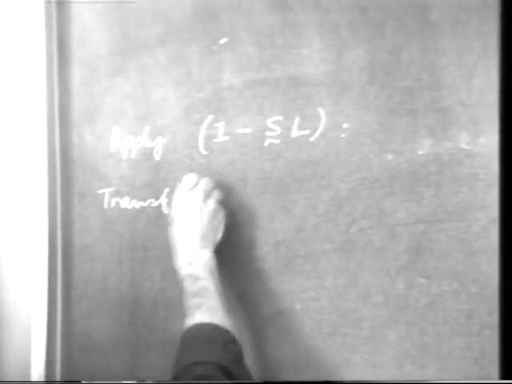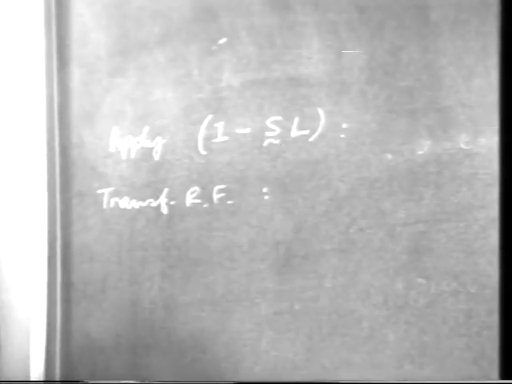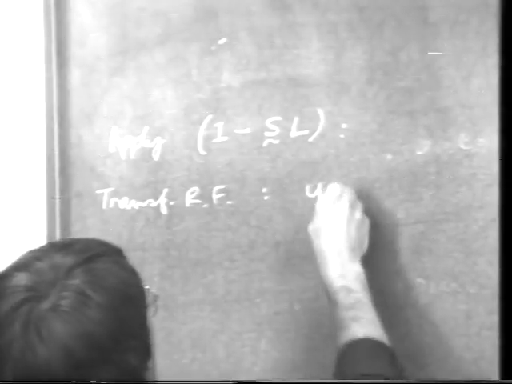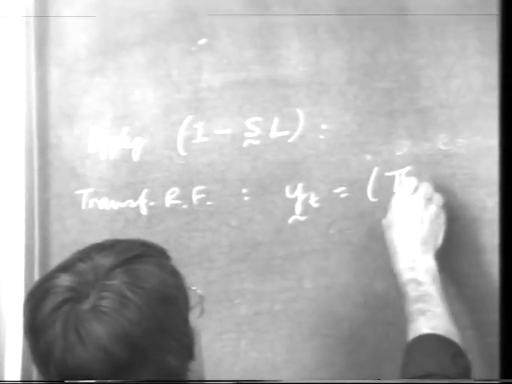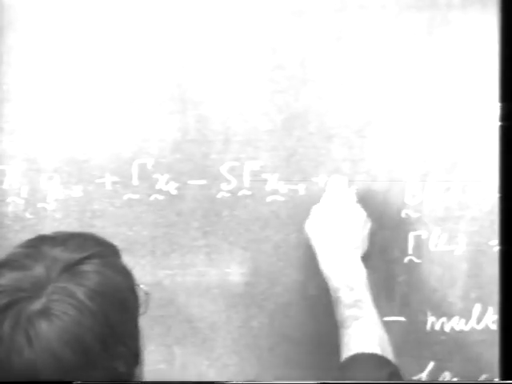And so the so-called transformed reduced form that would result from that is simply yt is equal to pi 1 plus S yt minus 1 minus S pi 1 yt minus 2 plus gamma xt minus S gamma xt minus 1 plus e to t.